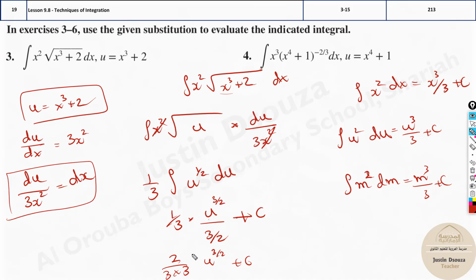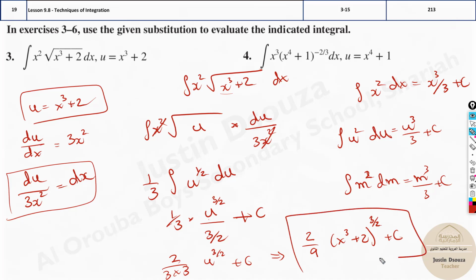It's 2 by 9. That's what we got in the calculator as well. It's almost done. We're nearly there, but it's still not over. See, this 2 by 9, it's fine. What is this u which we initially substituted? U is (x to the power 3 plus 2) the whole power 3 by 2. This is important. This plus c. This is your final answer.